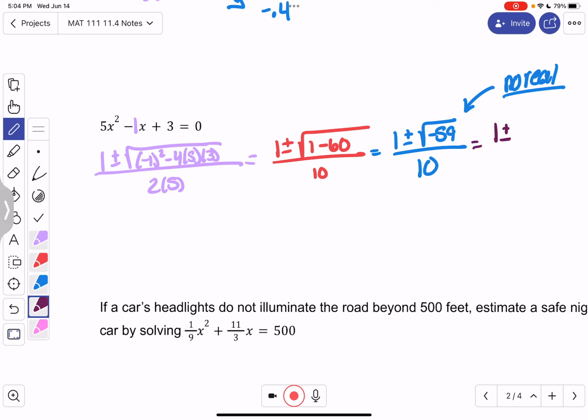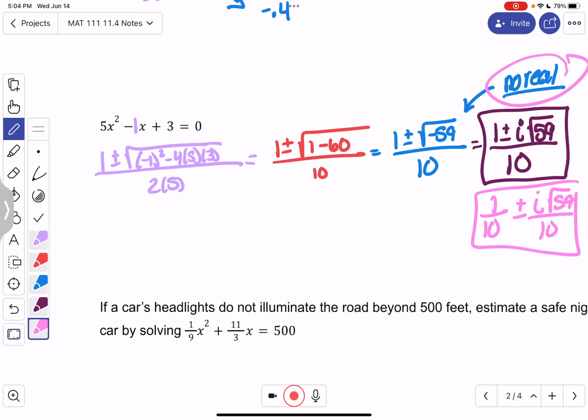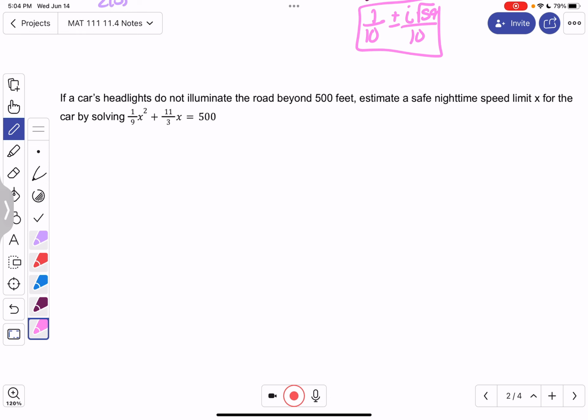59 is prime, so that negative is going to give us the i. Then we have our number here. If we want it in a plus bi form, we would just break it into those two pieces over 10. So if we're looking for real solutions, we can stop. If not, we have to keep going to get the complex. All right, let's do this.